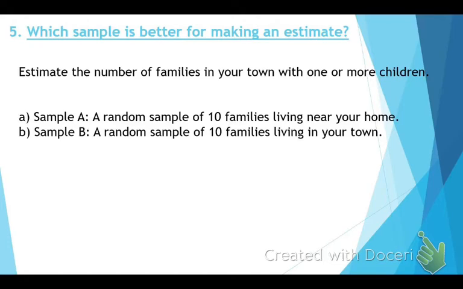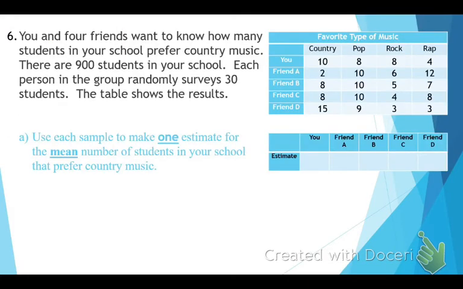Why do you think B would be better? Because it's random and not like... If I'm trying to figure out the families in my town, it says living in your town. You're right. So I would want to go to people in my town, not just those who live near my house. Those who live near my house, maybe they have a bunch of kids too because it's a family-friendly neighborhood, okay? So you've got to make sure that you are going to the most random parts and not just favoring one specific section.